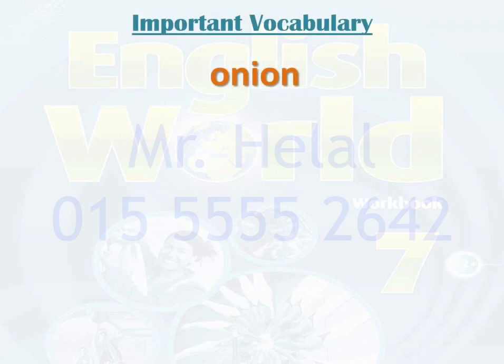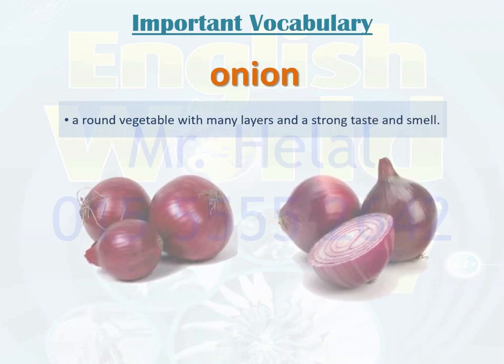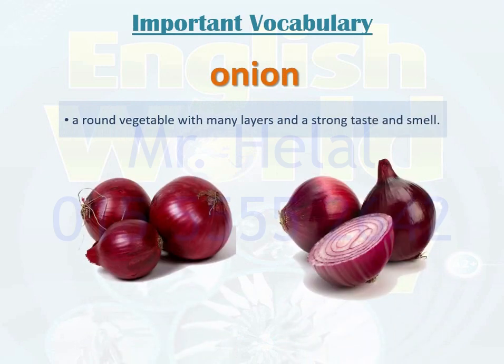Onion. The onion is a round vegetable with many layers and a strong taste and smell. البصل هو نوع من الخضروات الدائرية وبيكون فيه العديد من الطبقات وله مذاق قوي ورائحة قوية. Example: Please chop the onions finely. من فضلك قطع البصل بطريقة جيدة.